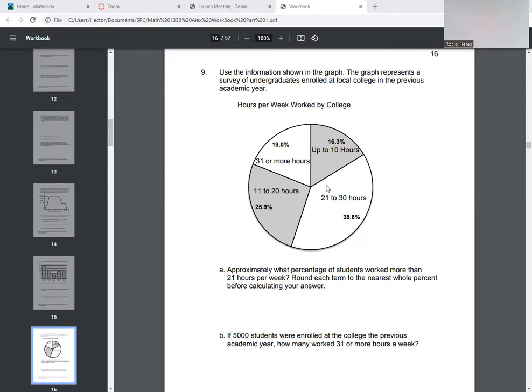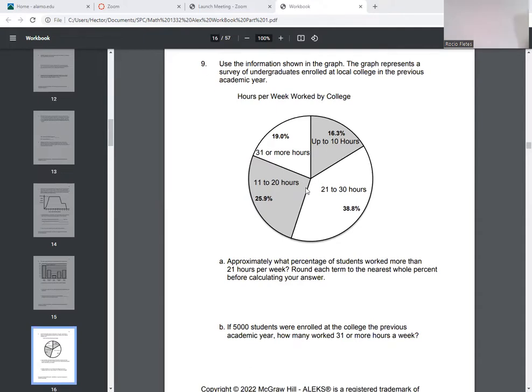Hours per week worked by college students. The graph represents a survey of undergraduates. So these are college students that are working, and as they're going to school, they're also working. And so if we look at the graph here, 16.3% work up to 10 hours. Between 21 and 30 hours, 38.8%. 11 to 20 hours, 25.9%. And 31 or more hours, 19%.